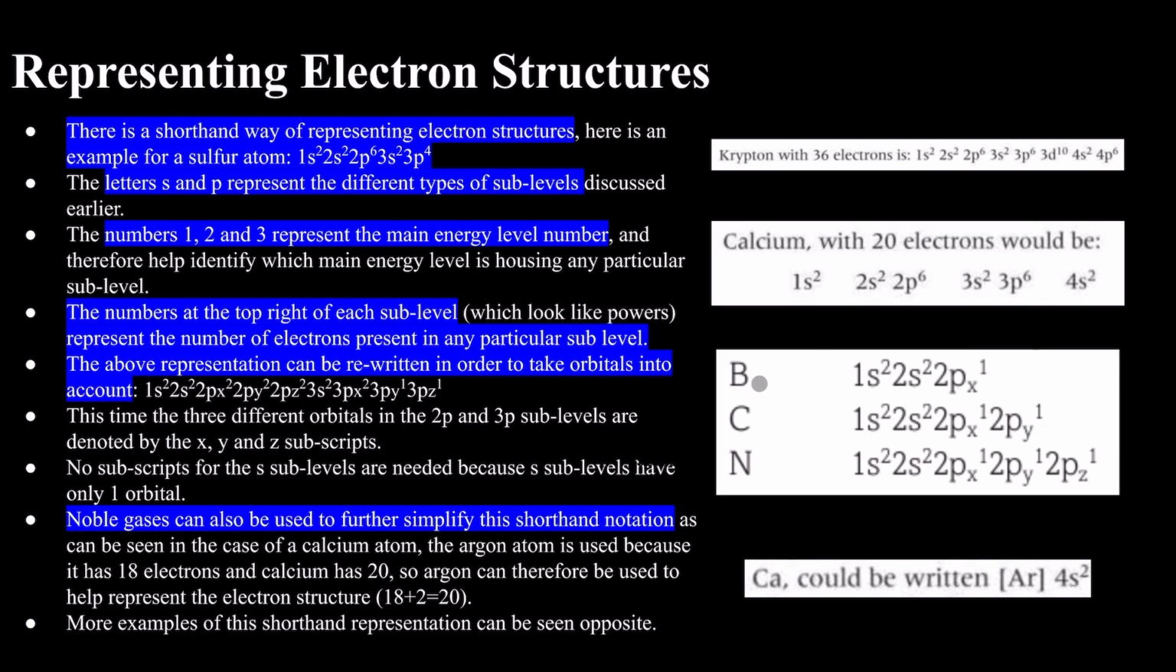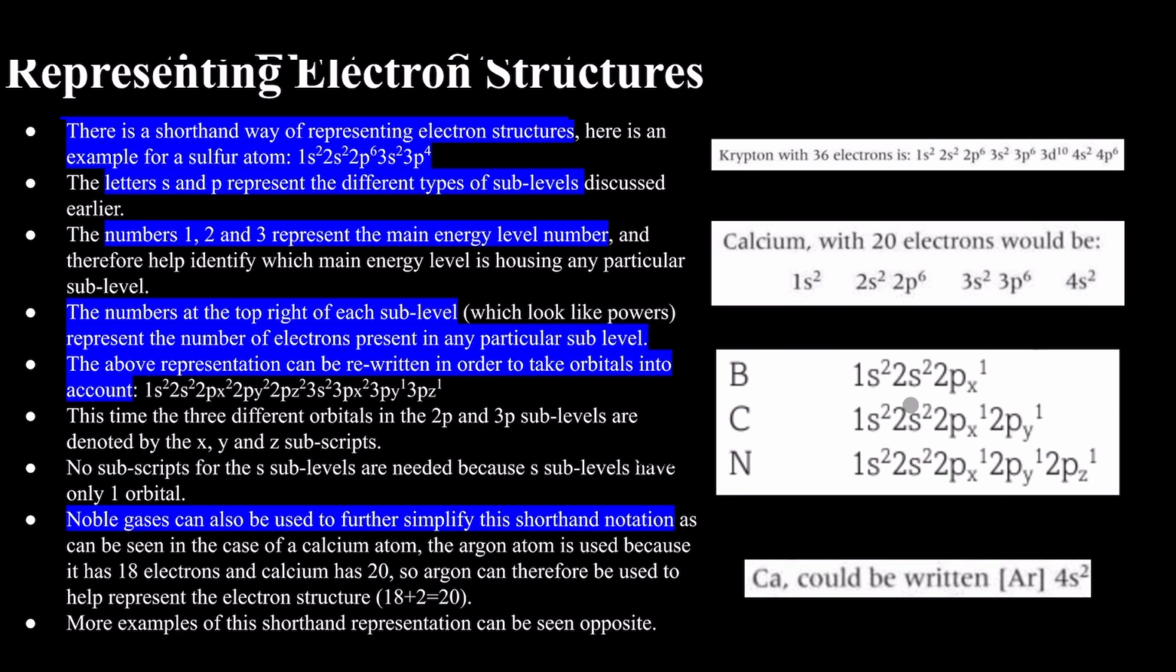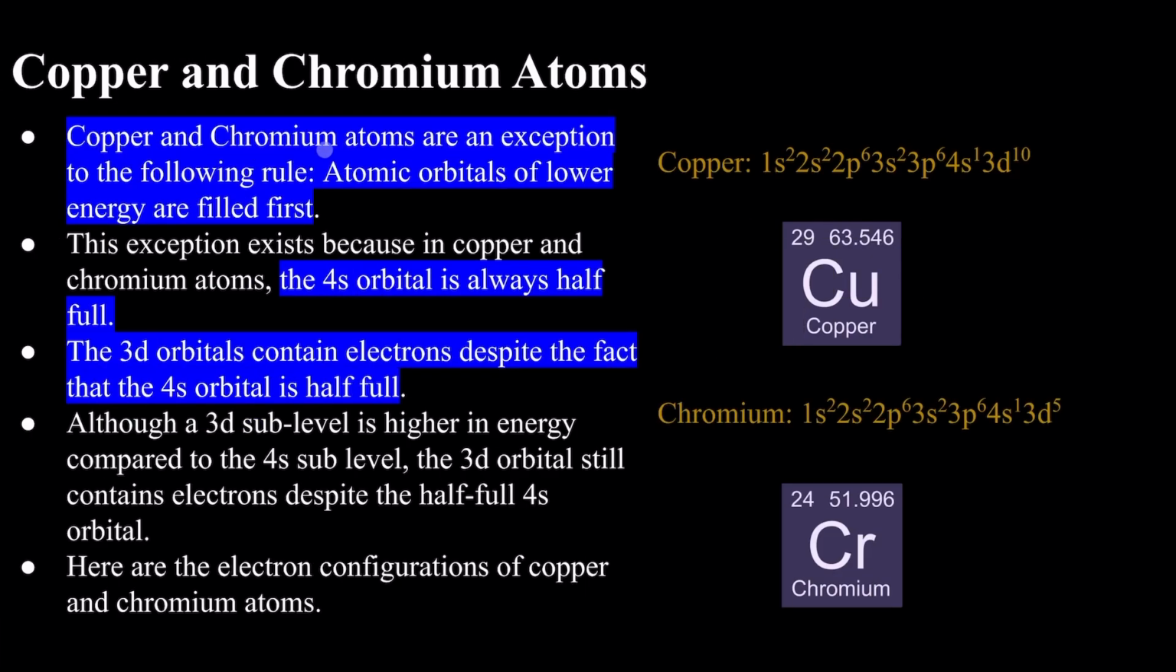Here we have examples for boron, carbon, and nitrogen using the X, Y, and Z subscripts. So copper and chromium atoms are an exception to the following rule I mentioned before, and that rule was atomic orbitals of lower energy are filled first.